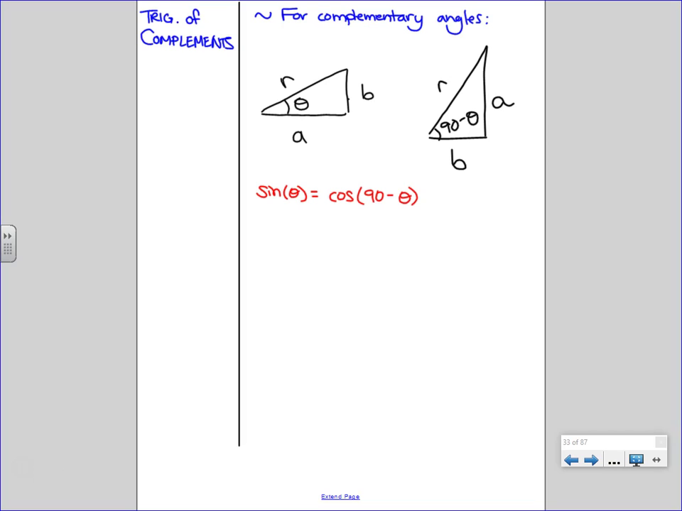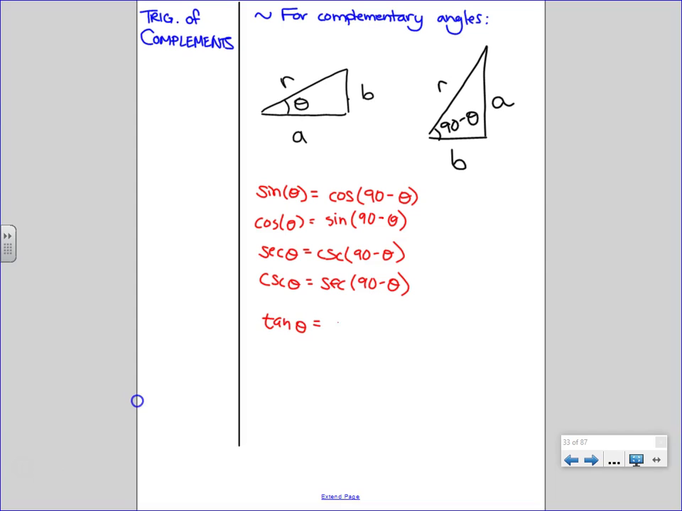Wait, what? And similarly, cosine of theta is sine of 90 minus theta. Interesting. Is this true for all the co-functions? Yep. Secant of theta is equal to cosecant of 90 minus theta, just like cosecant of theta is equal to secant of 90 minus theta. Tangent is equal to cotangent of 90 minus theta, just like cotangent is equal to tangent of 90 minus theta. Co-functions have the exact same value at the complement as the original function at the original.